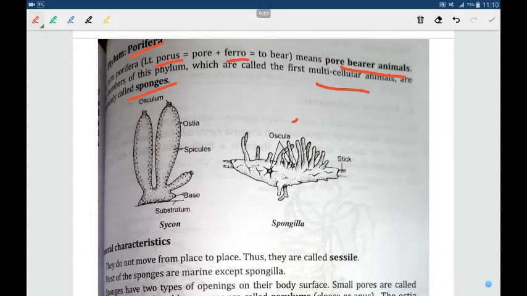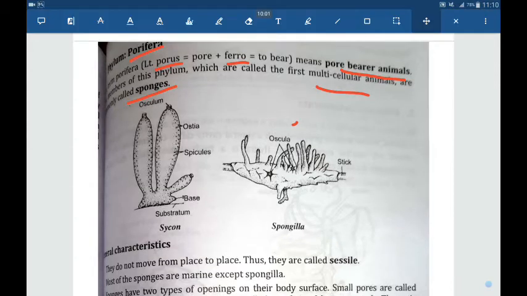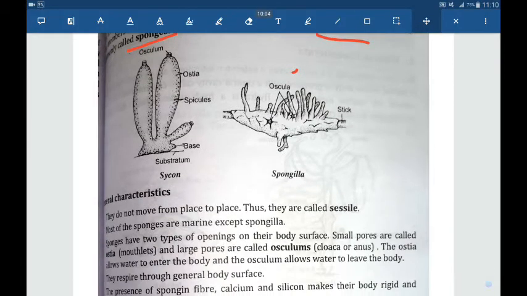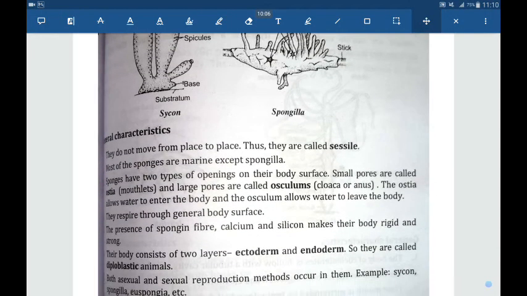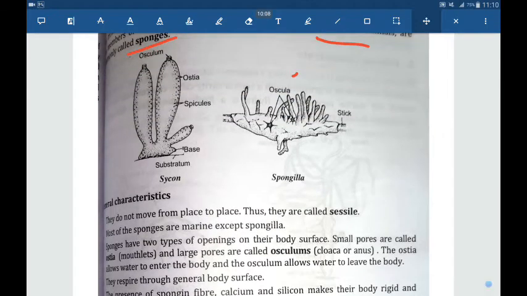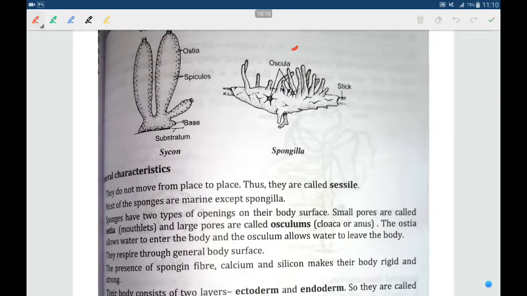Now students, let's discuss the examples. Two examples you can give over there. What are they? Sycon and Spongilla. These are pore-bearing animals, and these animals contain pores called ostia, and a large pore. See, here we can see the large pore, that is osculum.